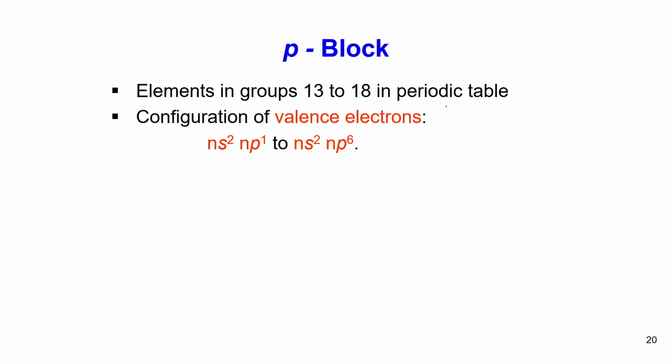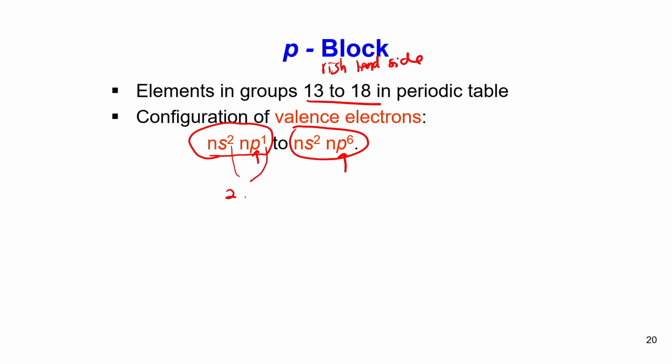For P block elements, which are on the right hand side, starting from group 13 until group 18, we have the general electronic configuration for valence electrons from ns2 np1 until ns2 np6. P refers to block P. Why ns2 and np1? This refers to the group of that element. 2 plus 1, 2 from ns2, 1 from np1, plus 10, the total is 13. So it is group 13.